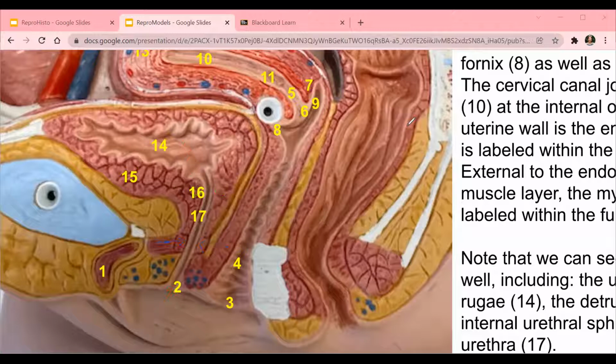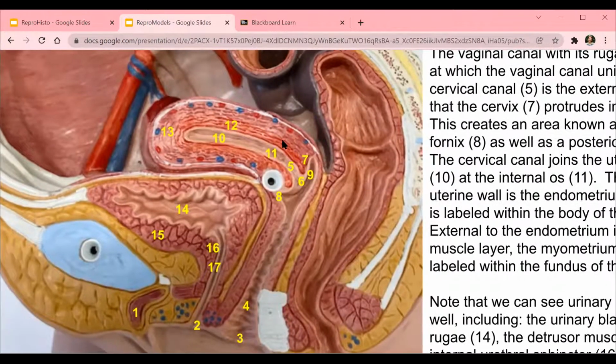The next part is the female genital system. Here you can see the uterus. The uterus has a fundus, it has a body region, and then we can see the cervix. And here is the lumen of the uterus. The wall of the uterus has 3 layers. The first layer, which is number 12, is the endometrium. Then number 13 is the myometrium, the muscles, and the last layer is called the perimetrium.